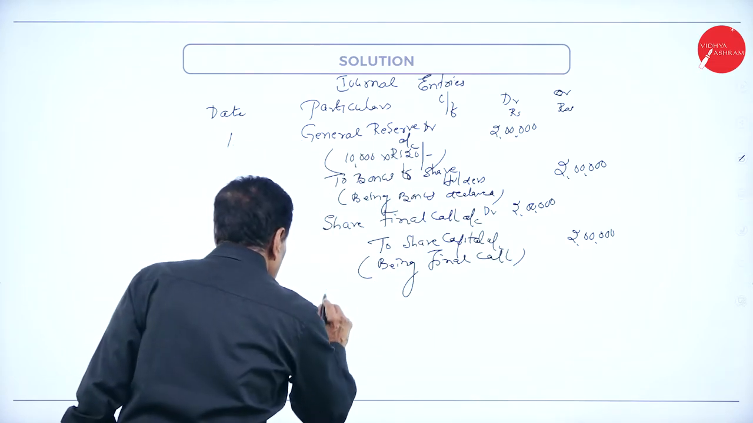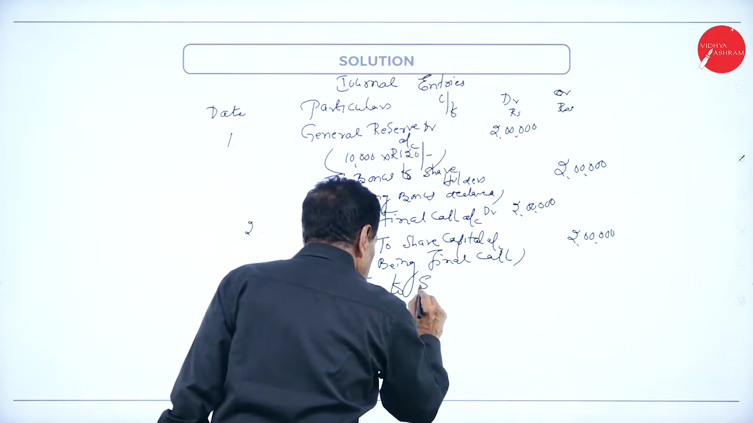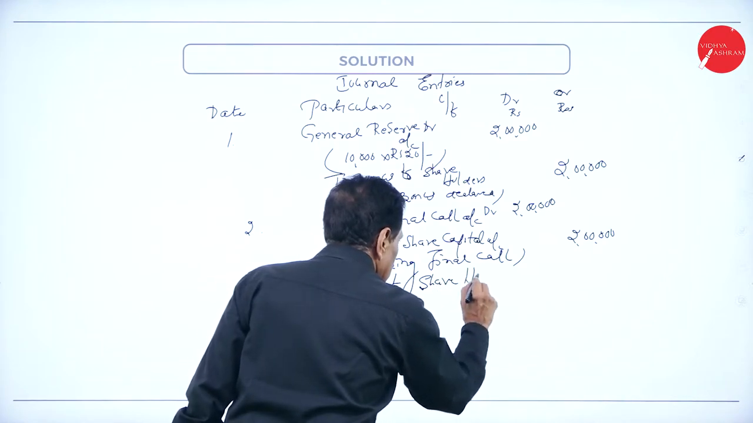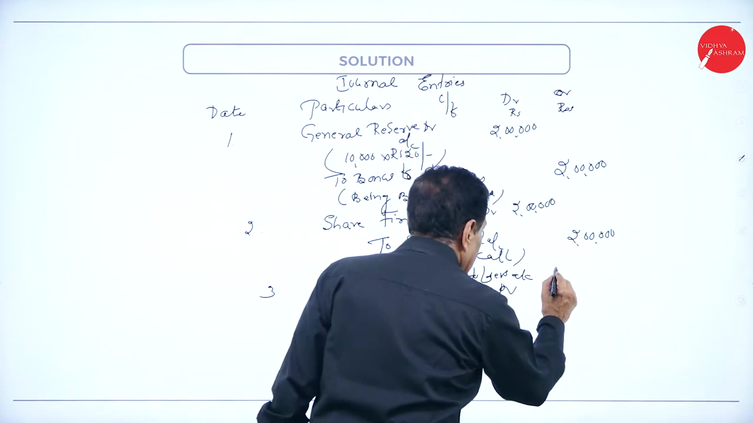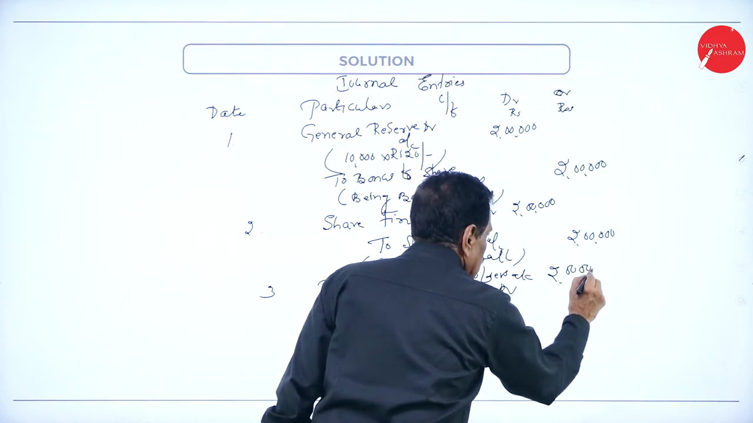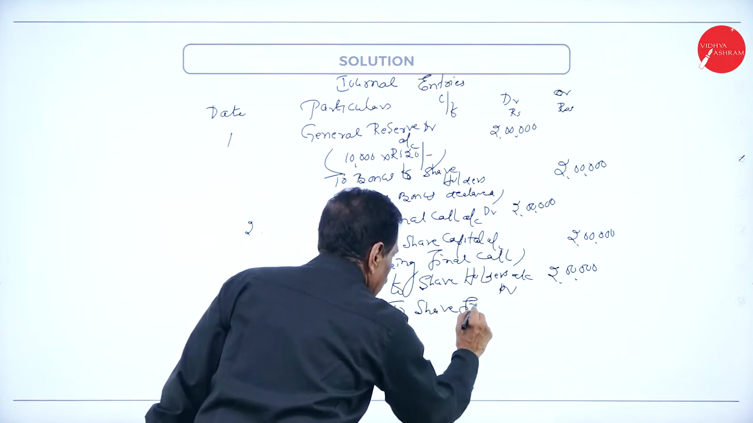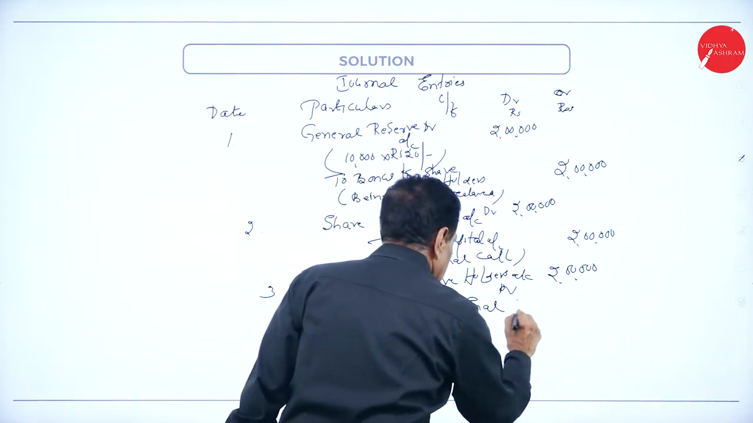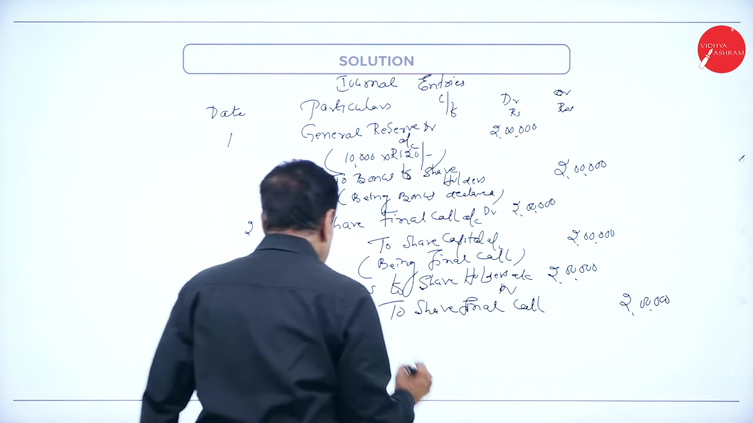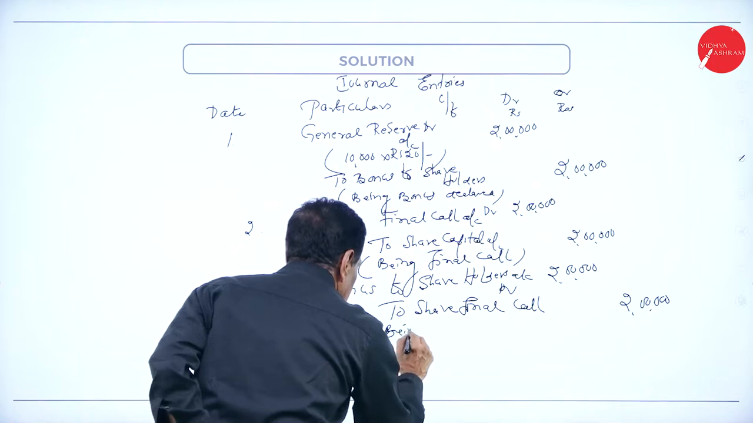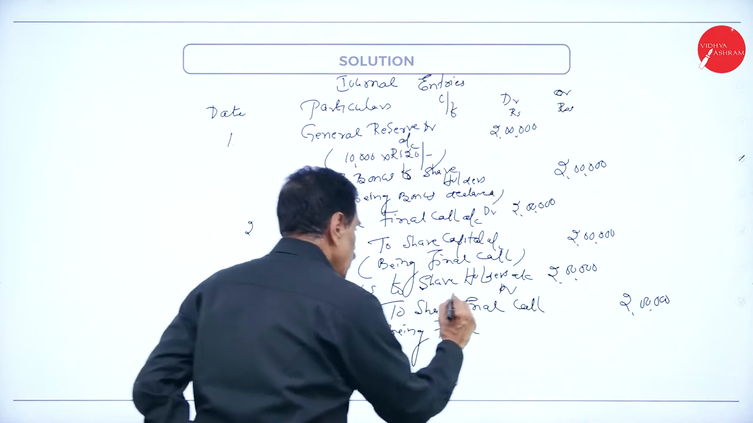Bonus to shareholders account debit, 2 lakh, to share final call. Being final call utilized.